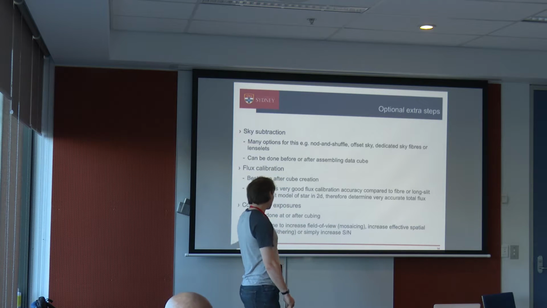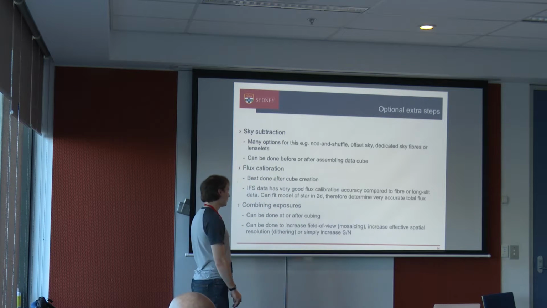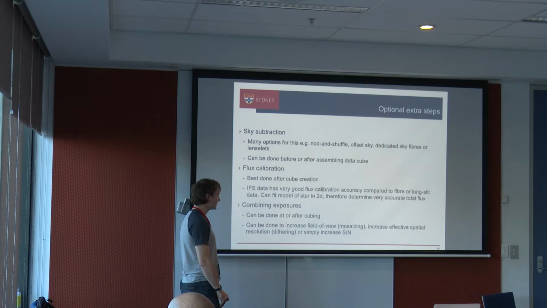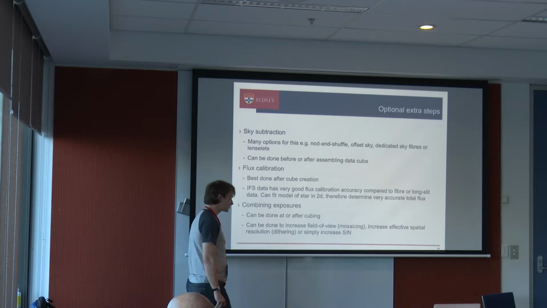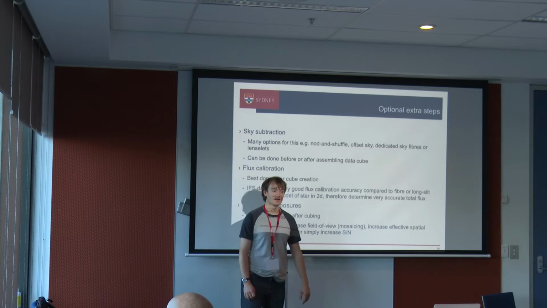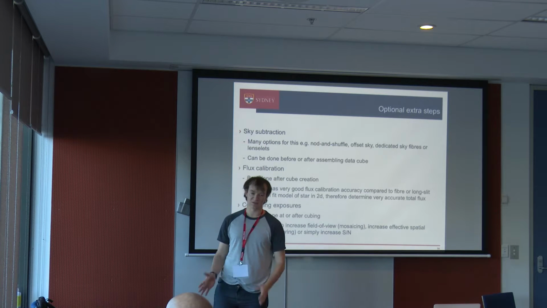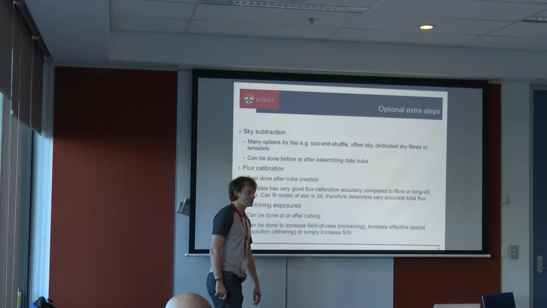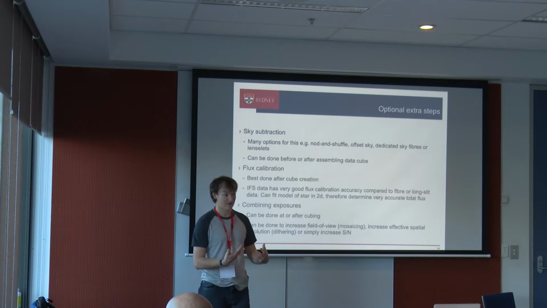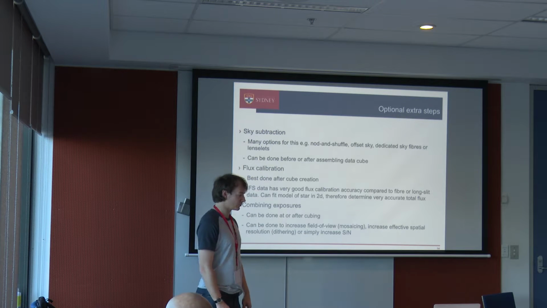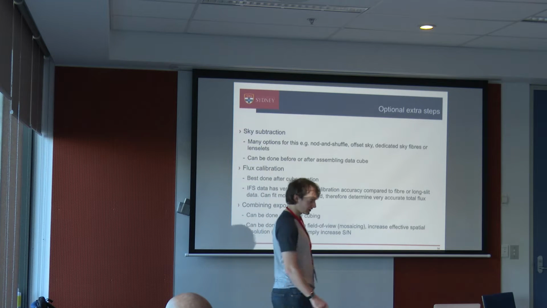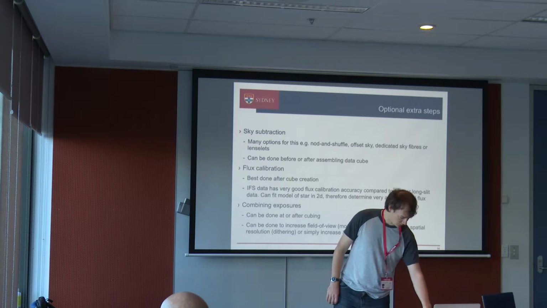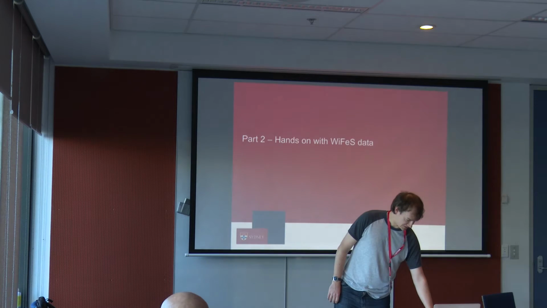This can be done at or after cubing, depending on how accurately you want to do it and exactly what instrument design you have. If you just want to increase signal to noise and you're pointing to exactly the same place, then I would make cubes first and then combine them. If you're trying to dither and increase spatial resolution, then you generally need to do this before, or in fact as part of, the cubing process. That's a little bit complicated, so it can stay in the advanced section.